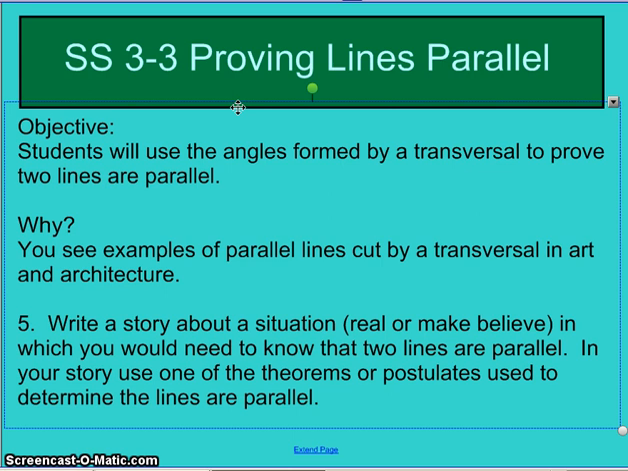This is section 3.3, so as always, make sure you get me a half a page of notes with a summary and also answer the number 5 from this page. And let's go ahead and jump into this a little bit here.